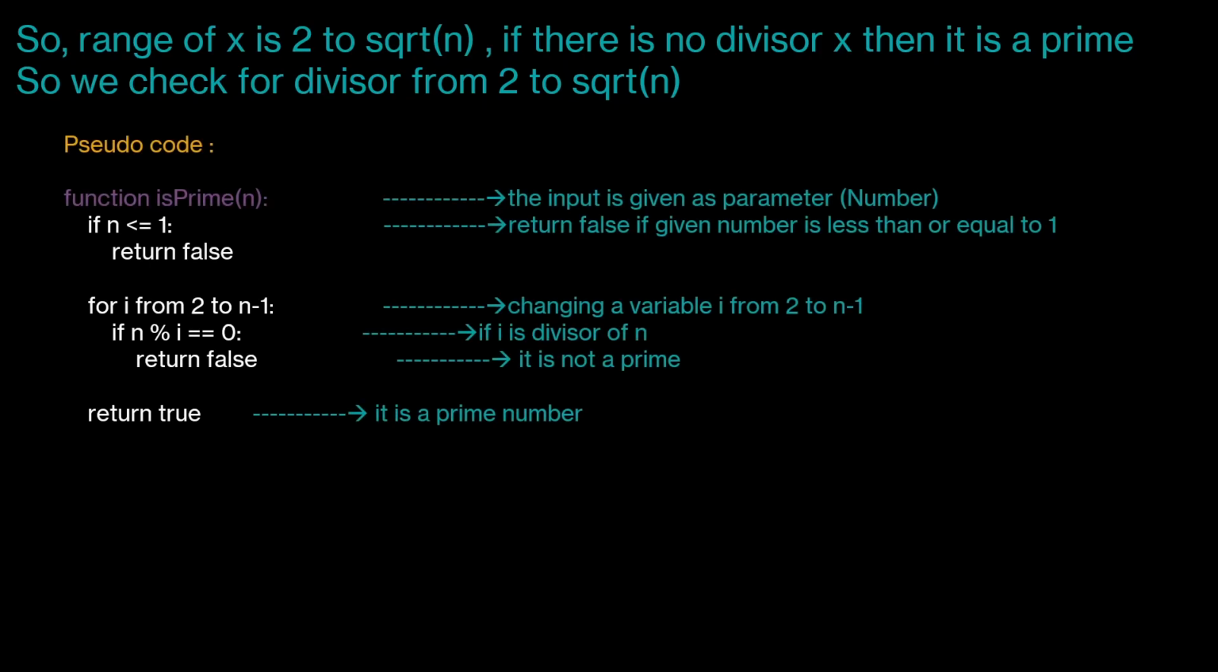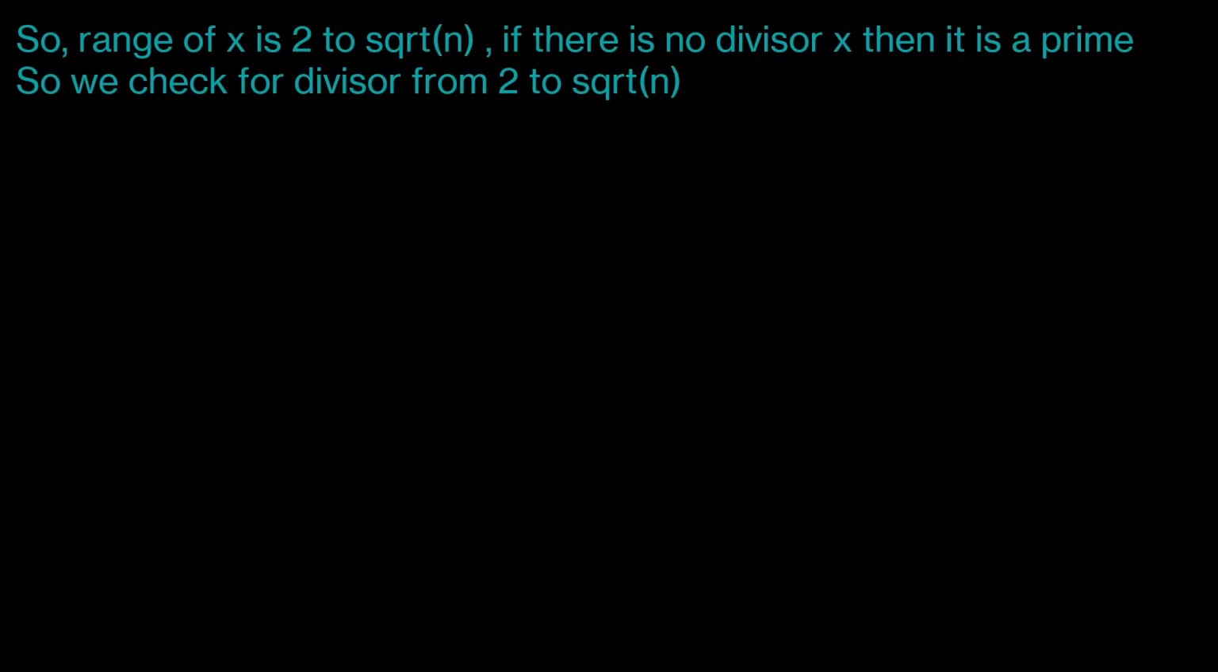So let us change our pseudocode. The function is as it is, as we discussed before. Only change is that I should change from 2 to square root of n.